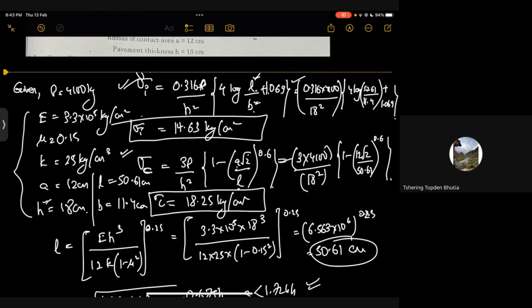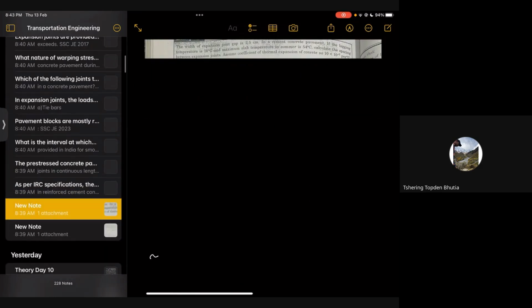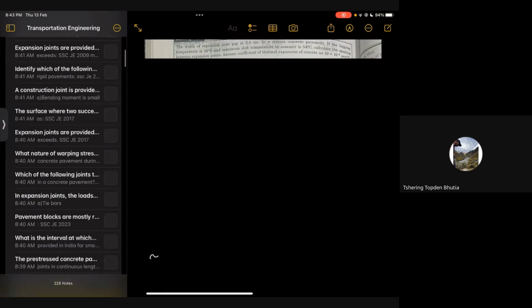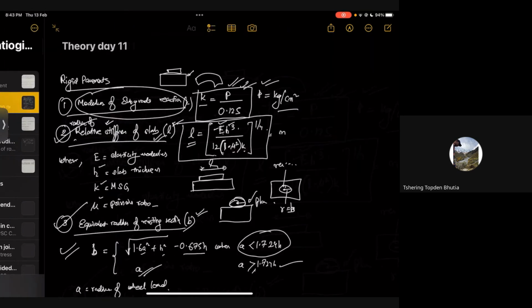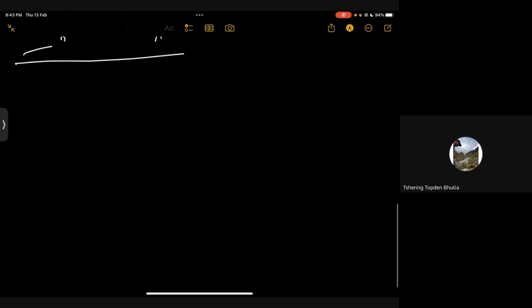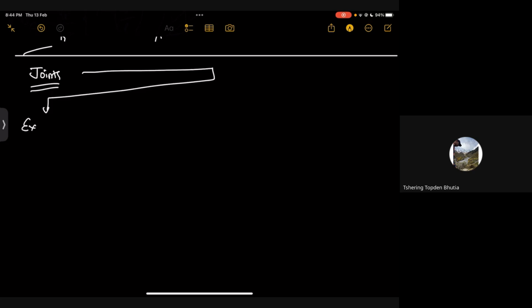Okay, now we come to a very interesting portion of the syllabus. So, guys, what are joints? Can you please tell me? Joints भन्ने के हो? हाम्रो knee joint, हाम्रो human body को joint भनेको हैन, in terms of road. What are joints? Can you tell me some examples of joints?